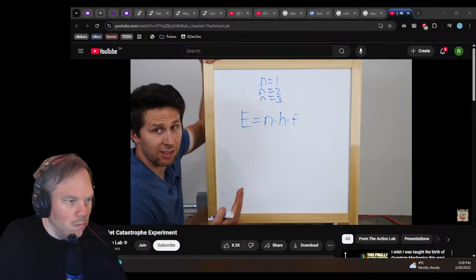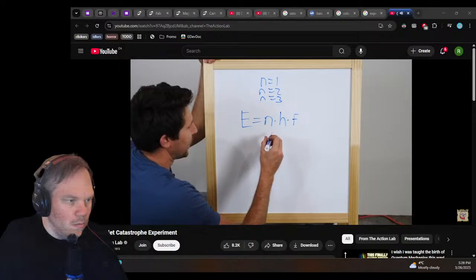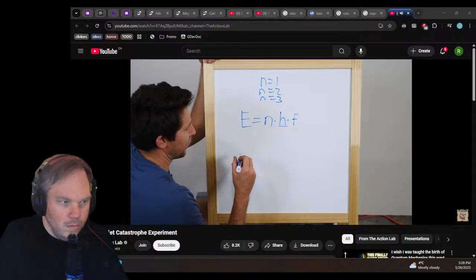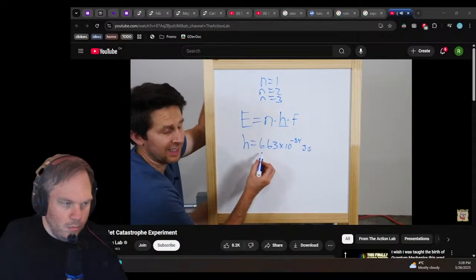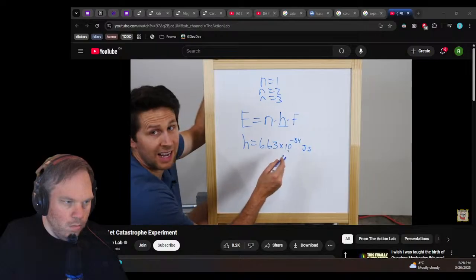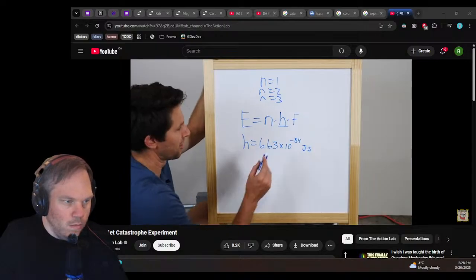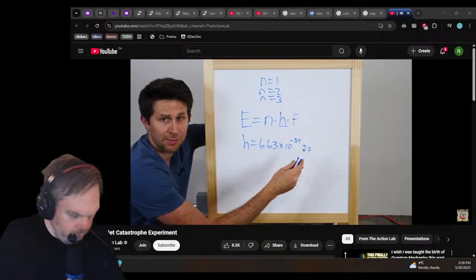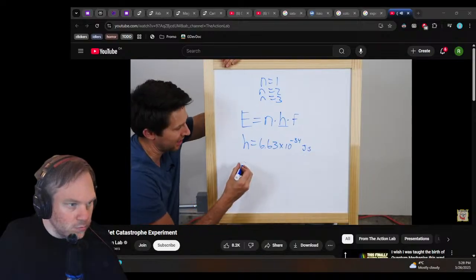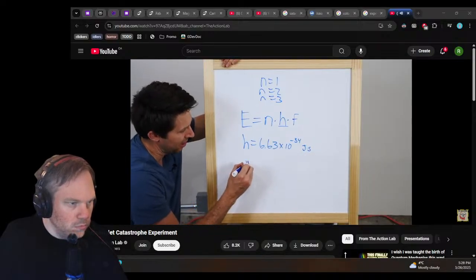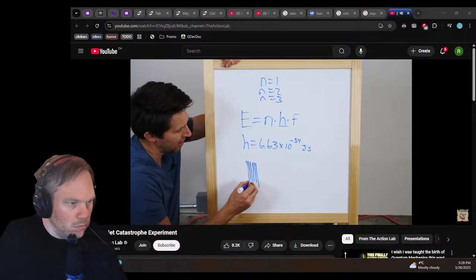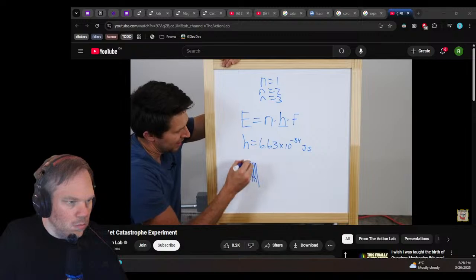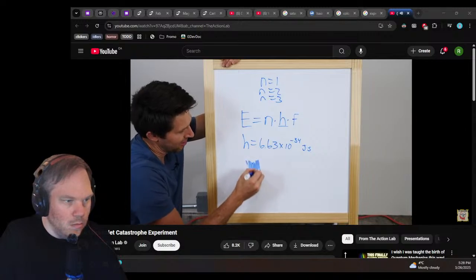So the reason we don't notice this on a large scale is because of how small Planck's constant is. h is actually 6.63 times 10 to the negative 34 joule seconds. So this is an extremely small number. And what that means is that on a large scale, even though there are all these quantized energy levels, if you zoom out and look really far away, it basically just looks continuous.